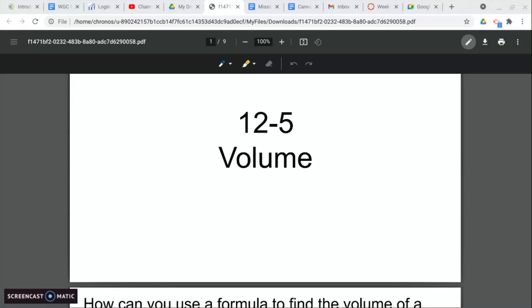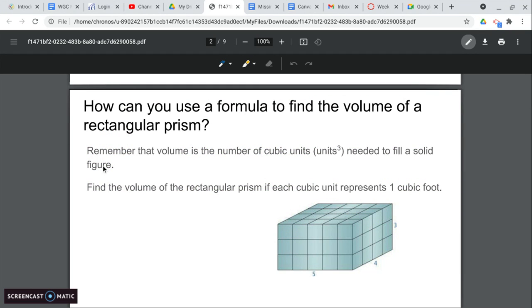Hey guys, welcome back. So what we're looking at today is 12-5, volume. How can you use a formula to find the volume of a rectangular prism? Remember that the volume is the number of cubic units needed to fill a solid figure. Find the volume of the rectangular prism if each cubic unit represents 1 cubic foot.